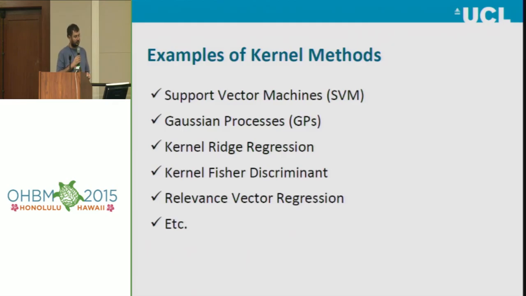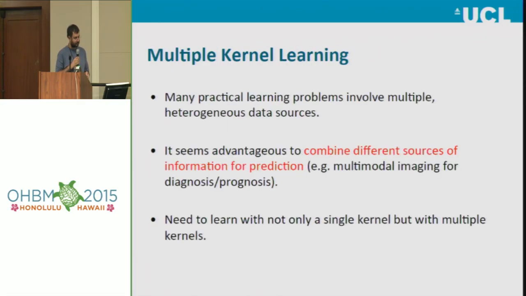There are many examples of kernel methods. I've listed some here that you may have heard of. Support vector machines are very popular and useful for classification. There are others, Bayesian ones, such as Gaussian processes or relevance vector regression. And then more classical ones, such as kernel ridge regression or kernel Fisher discriminant for classification. But there are many different methods.